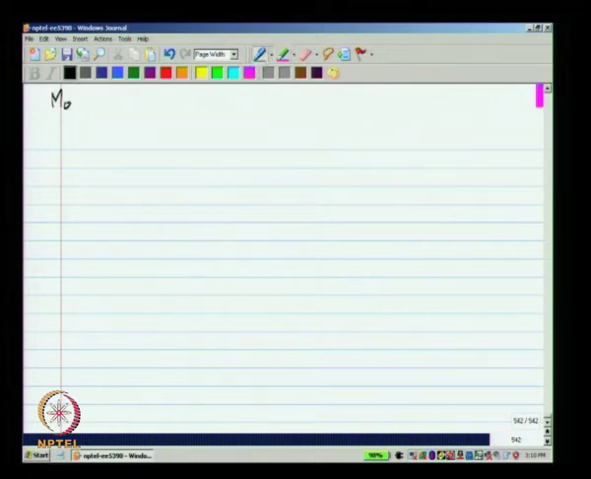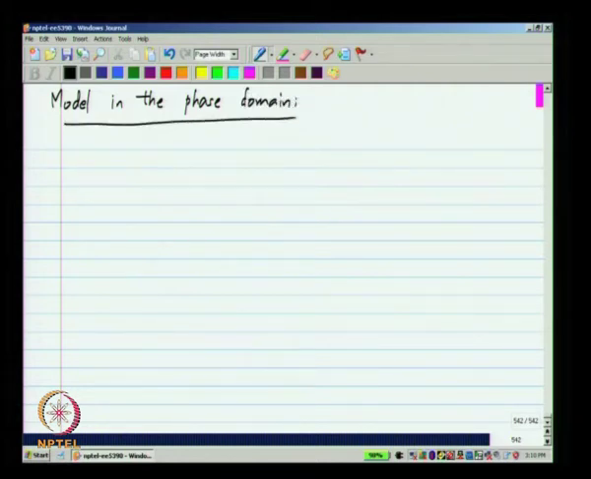So, if you model each of these blocks in the phase domain, the phase detector of course is very simple.